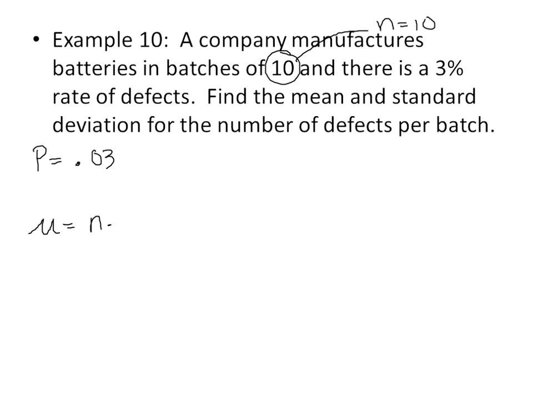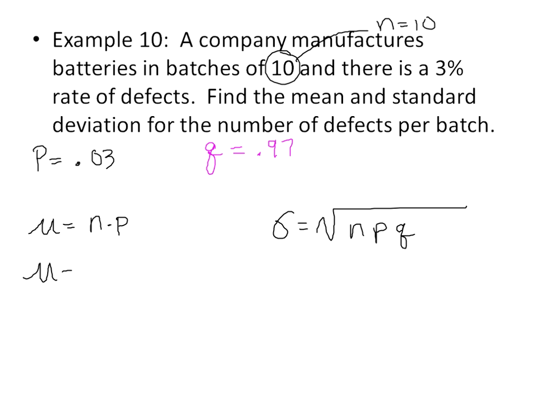Because according to the rule, the mean is n times p, and the standard deviation is the square root of n times p times q. Okay, so we have n and p. I don't see q. So was there a way for us to find q when it's not given? All right, so 0.97. Okay, good. So it's 1 minus p. All right, so knowing that, let's go ahead and do that calculation really quick.